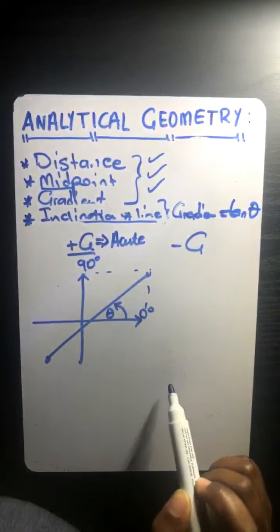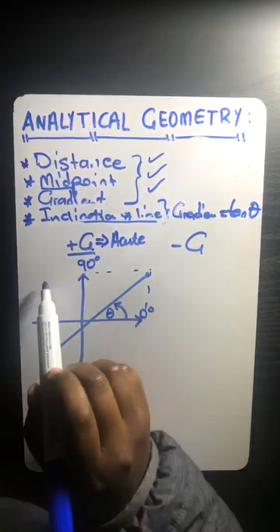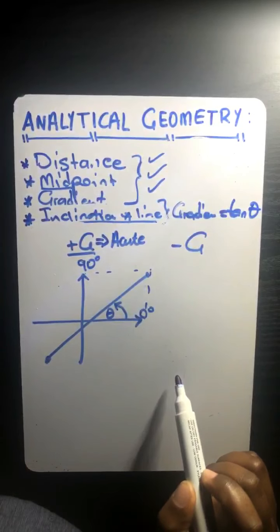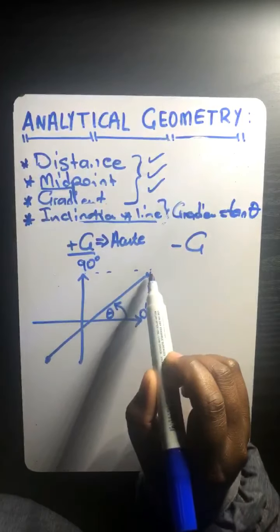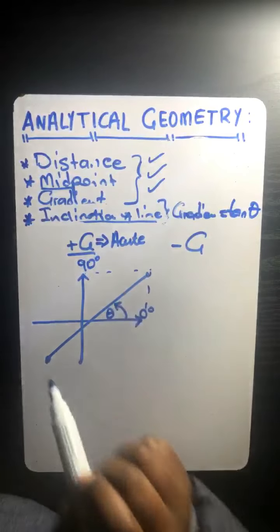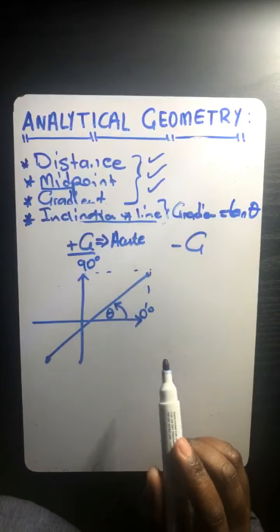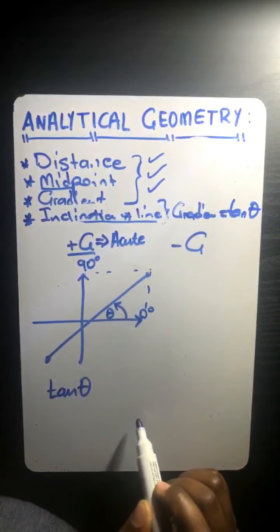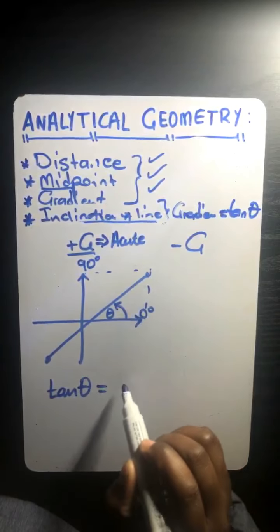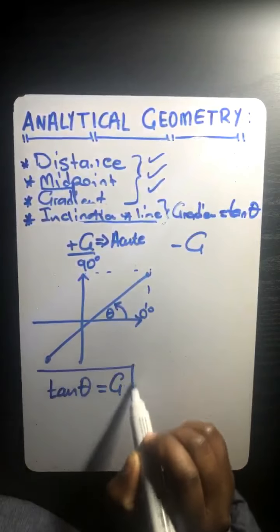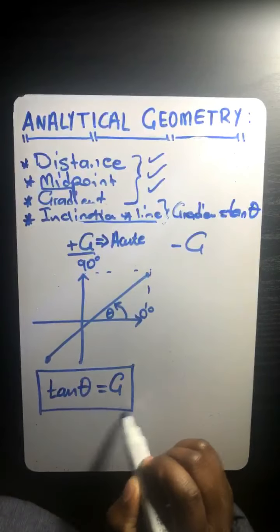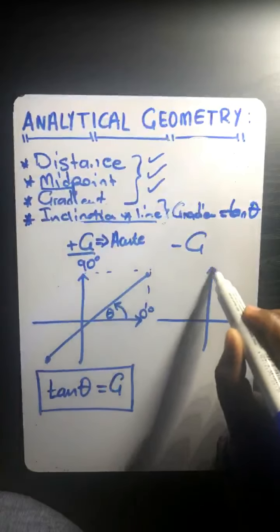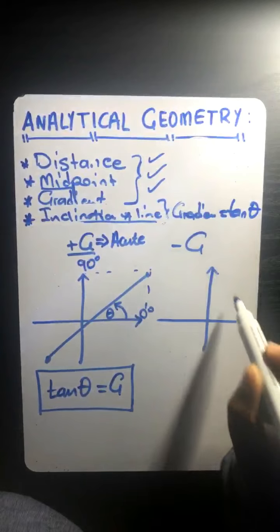What is it? Revolution. Yes: acute, obtuse, reflex, revolution. So that means when we have a positive gradient, we just know that the tan of the angle of inclination is equal to the gradient. Then it ends there. But when you have a negative gradient, it's a different story, ladies and gentlemen. It's a different story there.